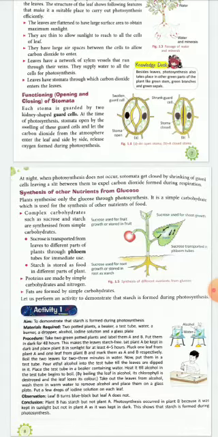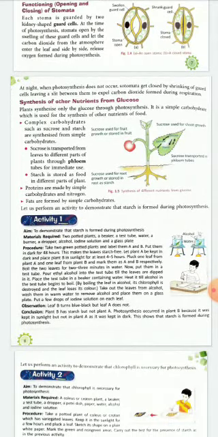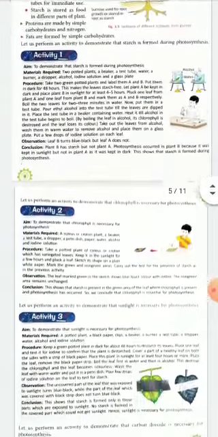Now how do we synthesize nutrients from glucose? Glucose is a simple carbohydrate, so when this simple carbohydrate accumulates, it forms complex carbohydrates like sucrose and starch. Sucrose is transported to leaves from different parts of the plant through phloem. It is a food vessel, transportation of food materials for immediate use. Starch is stored in different parts of the plant. Proteins are made of simple carbohydrates and nitrogen which is absorbed by the plant, and fats are formed by simple carbohydrates. Now we will see these activities.